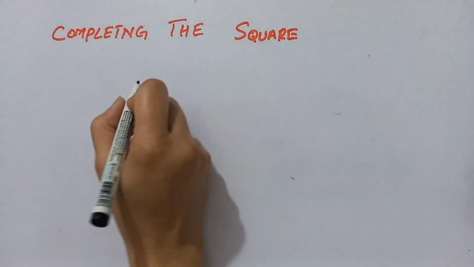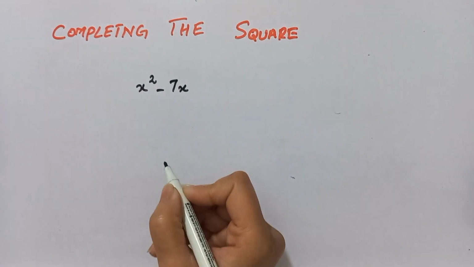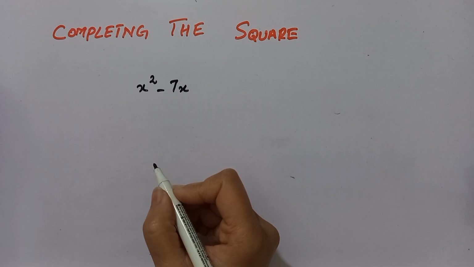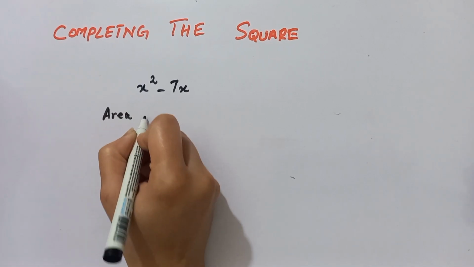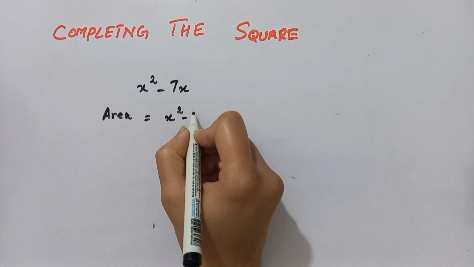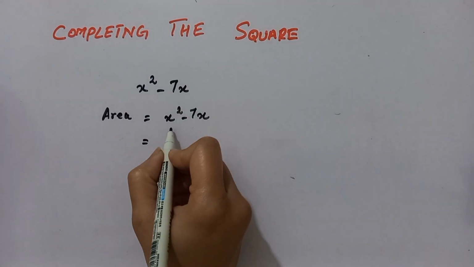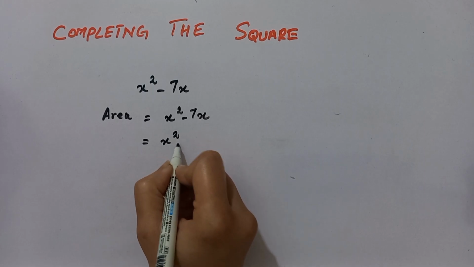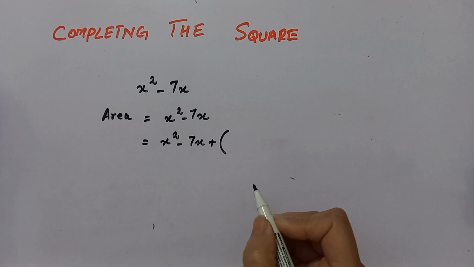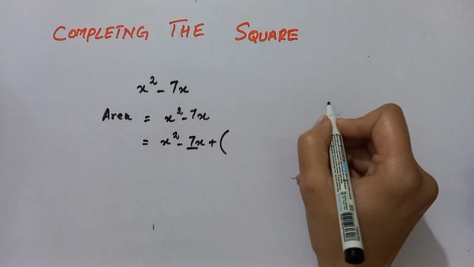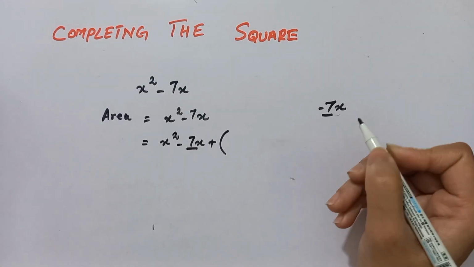And let's see another example. X square minus 7x. Now let's solve this example directly without drawing the figure. The area here is x square minus 7x. In order to complete the square, we add the square of half of the coefficient of the second term. The second term is minus 7x, and the coefficient is minus 7.